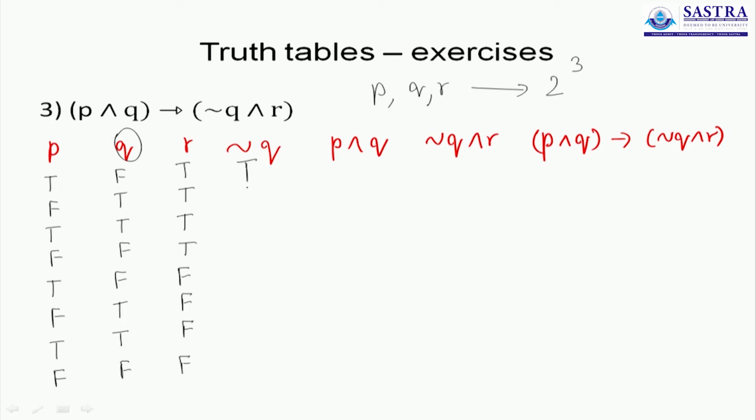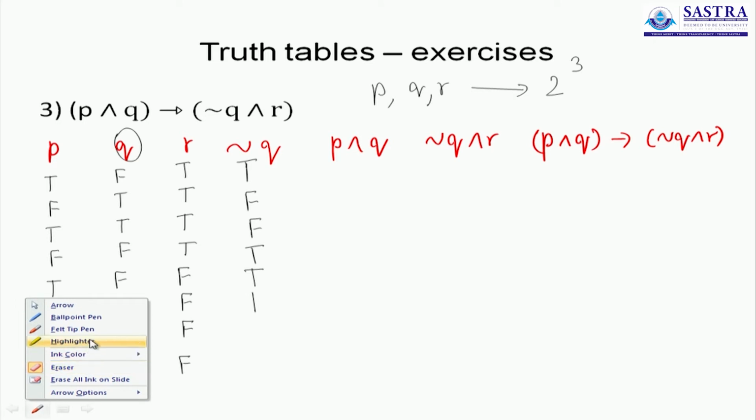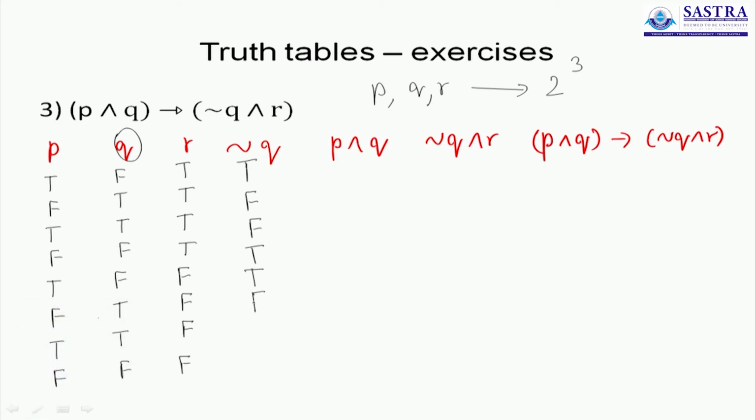False becomes true, true becomes false, true becomes false, false becomes true, false becomes true, true becomes false. True becomes false, and false becomes true again. So exactly 4 of them are true and 4 of them are false, because you're only flipping them. Okay. So you have completed column 4.